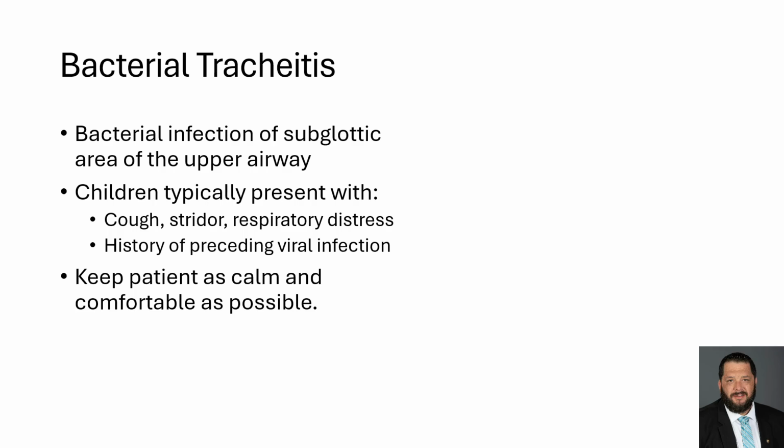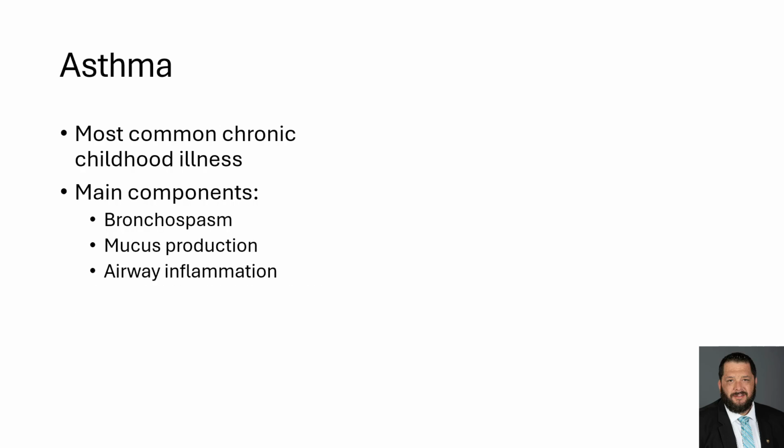Bacterial tracheitis is a bacterial infection of the subglottic area of the upper airway. Children typically present with cough, stridor, respiratory distress, and can be preceded by a viral infection, although that's not always known. Keep the patient as calm and comfortable as possible.